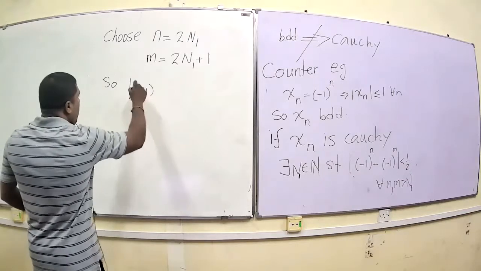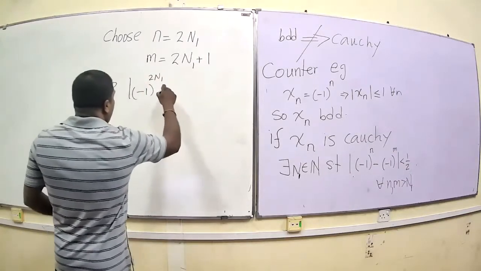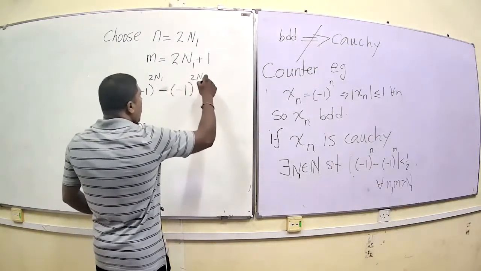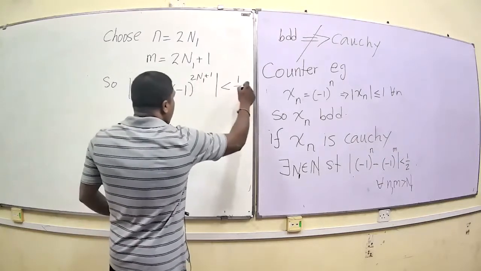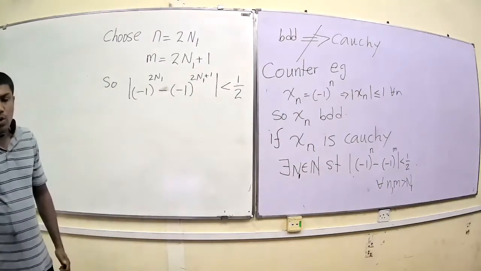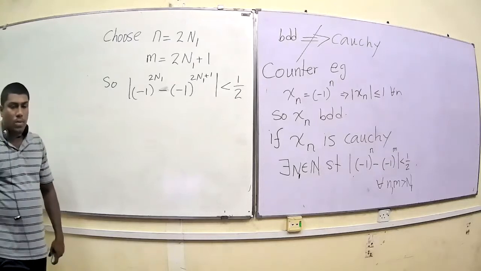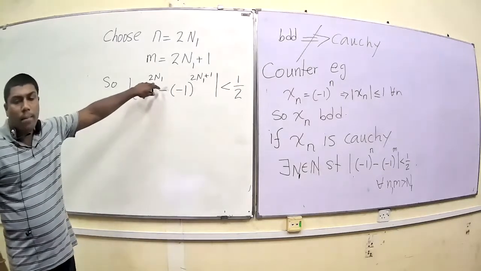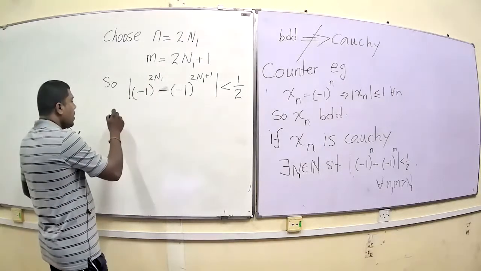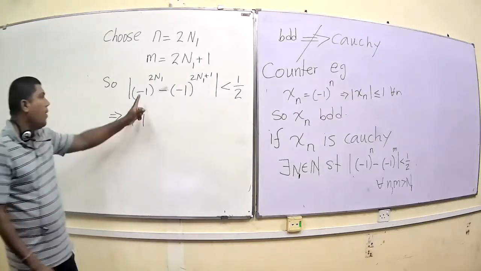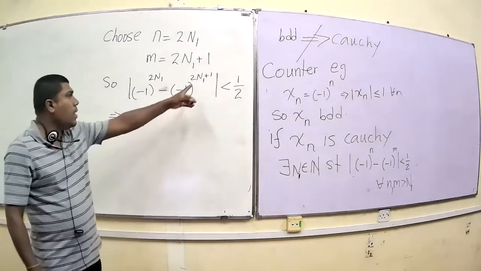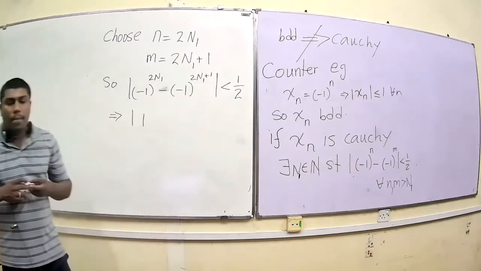So you know that |(-1)^(2n₁) - (-1)^(2n₁+1)| is less than half, right? Because of the assumption you have that xₙ is Cauchy. But you know 2n₁ is an even number, so (-1) to the power 2n₁ is plus 1. And (-1) to the power 2n₁ plus 1 is an odd power.